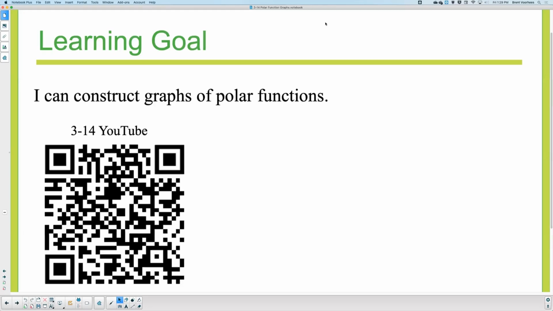Lesson 314. We're going to look at polar functions, and specifically, we're going to look at their graphs. Now, something that's really interesting about polar graphs is number one here. This says it's a polar function. What does it mean to be a polar function?